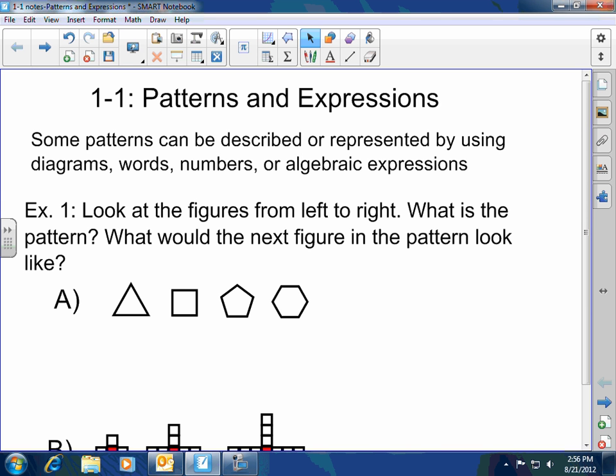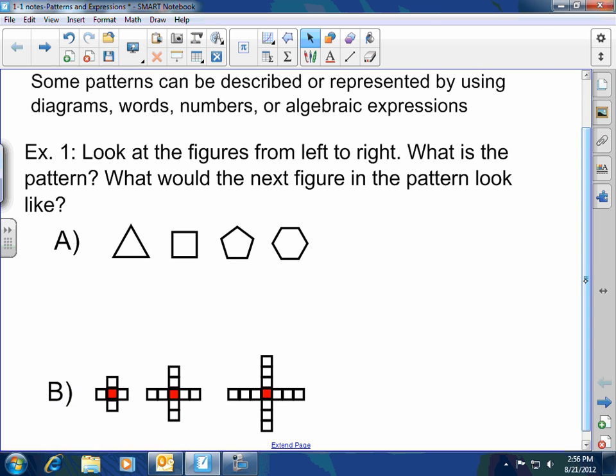For our first example, we've got a couple of figures. Look at the figures here from left to right. What is the pattern? And what would the next figure in the pattern look like? Well, when we're looking at patterns, we've got to really understand what it is that they're trying to describe to us. In this particular situation, we have a three-sided triangle, a four-sided square, a five-sided pentagon, and a six-sided hexagon. So for the first question, what is the pattern?